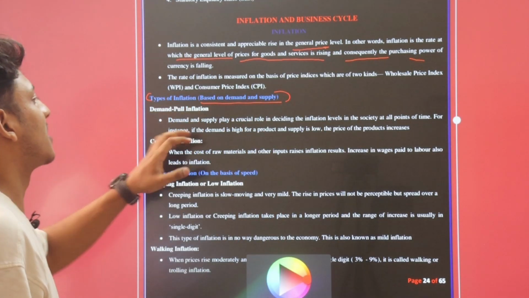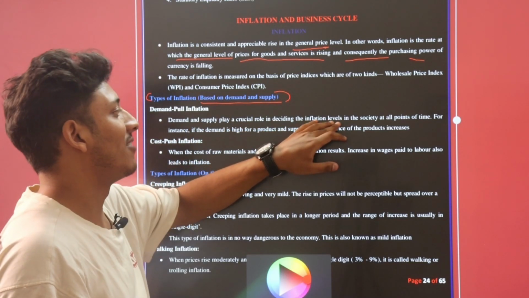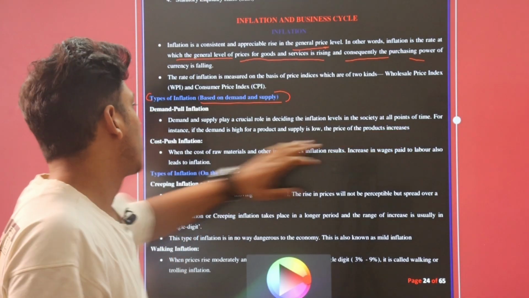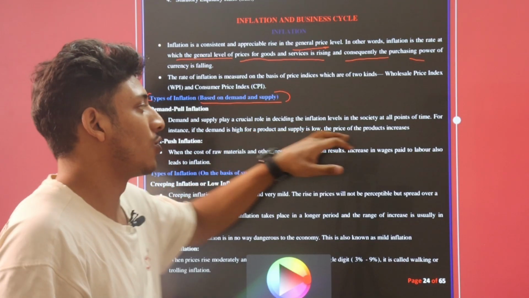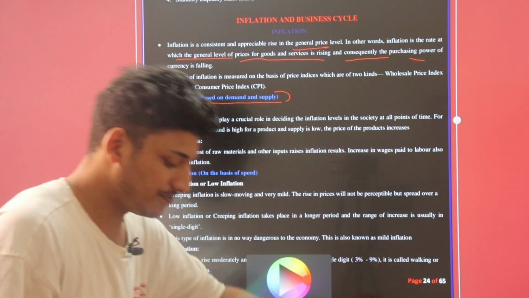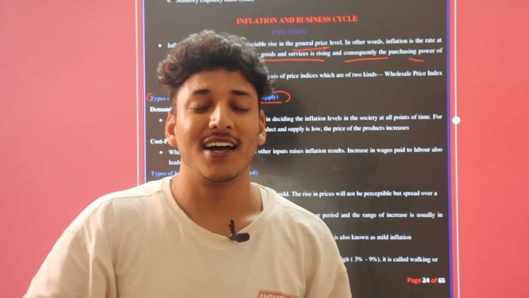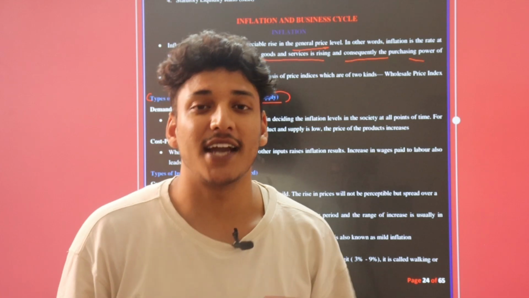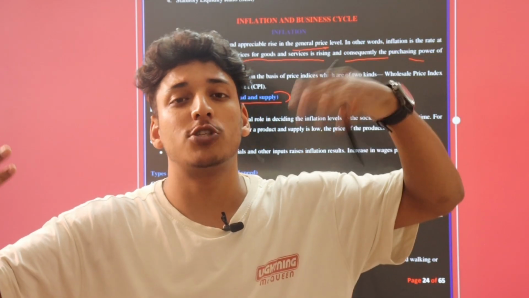Demand pull inflation. Demand and supply play a crucial role in deciding the inflation level in society at all points of time. For instance, if demand is high for a product and the supply is low, the price of the product increases. Let me explain with an example. If you are going to buy something and the demand for a product is high, then its price automatically gets elevated. It means that it is demand pull inflation. When the demand is high, the price is also high. Okay.